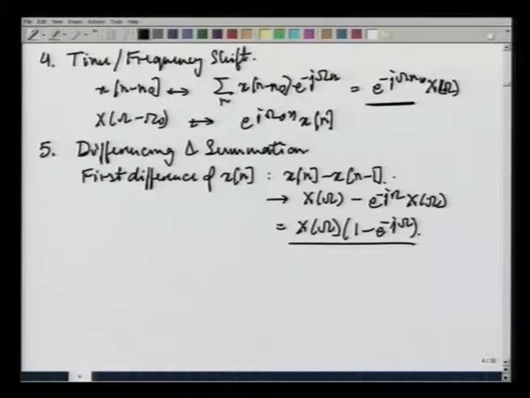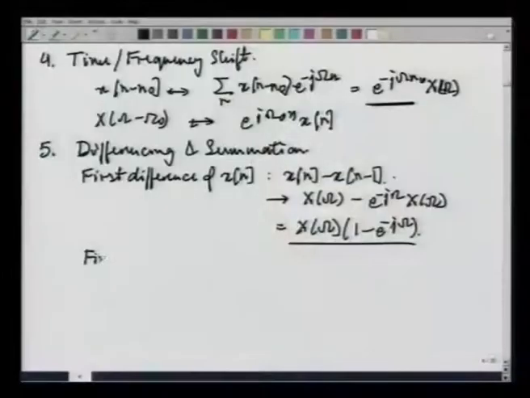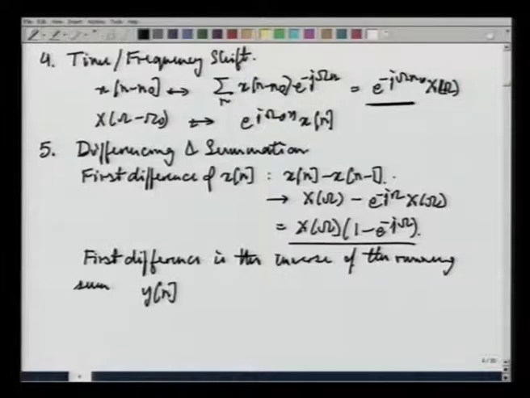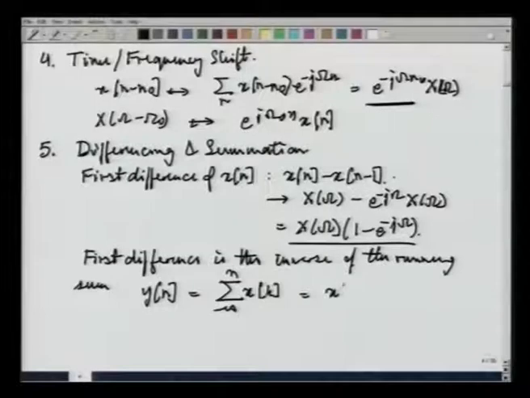Now, the opposite or the inverse operation of the first difference is the running sum, where the running sum is defined as y of n equal to summation from minus infinity to n of x of k. This is called the running sum. As with the case of the continuous time running integral, this turns out to be nothing but x of n convolved with u of n, the unit discrete step.